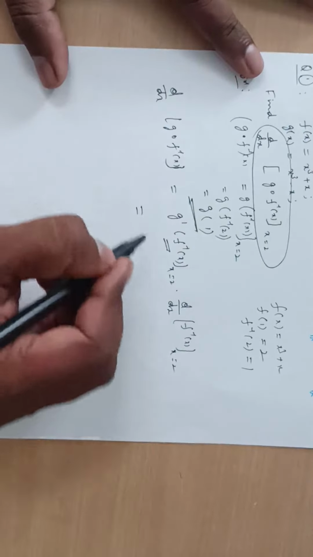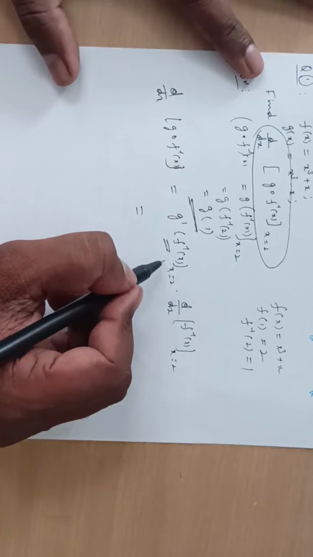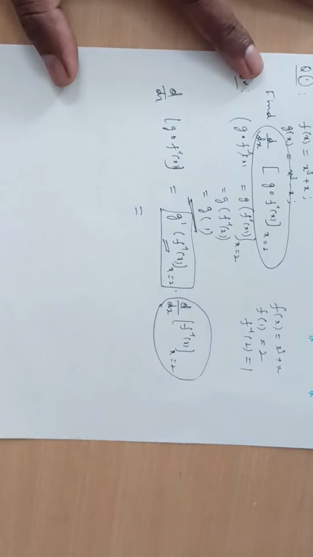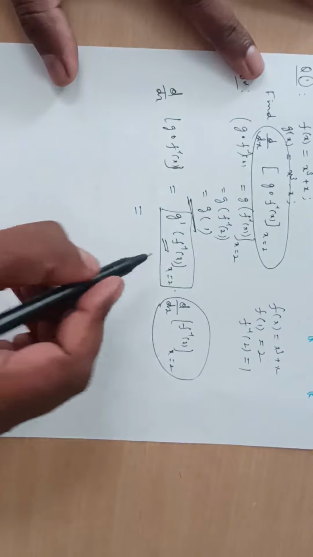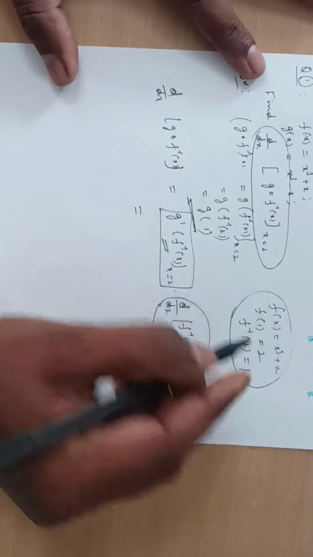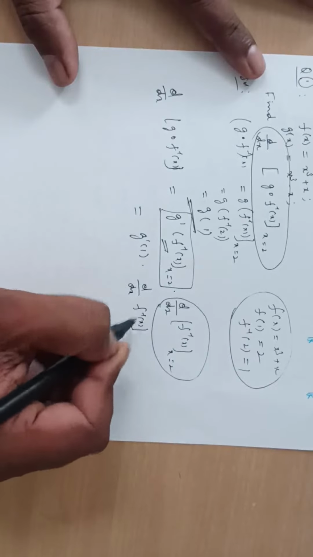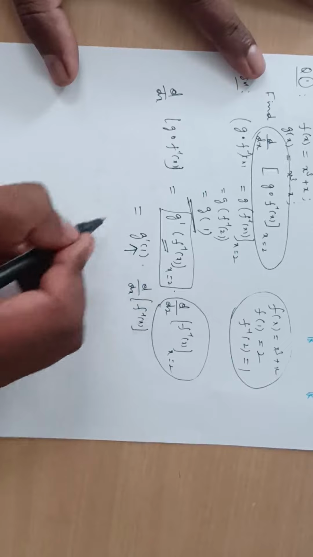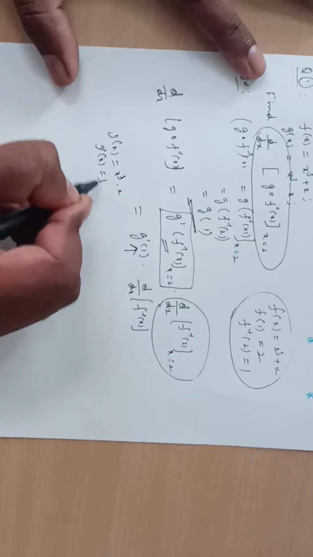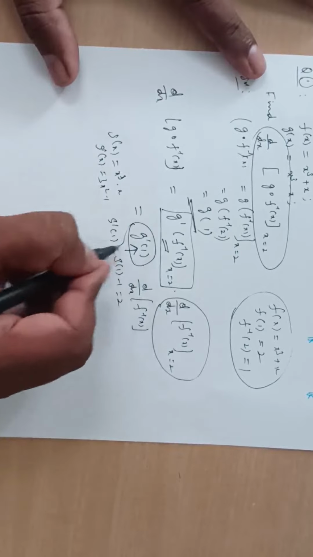So already see g dash of f inverse of x. What is f inverse of x at x equal to 2, that we need to find, and the derivative of this. Already we calculated f inverse at x equal to 2. It is 1. So g dash of 1 into d by dx of f inverse of x. What is g dash of 1? g of x is x cube minus x. g dash of x is 3x square minus 1. What is g dash of 1? It is 3 into 1 minus 1, it is 2. So this value is 2.